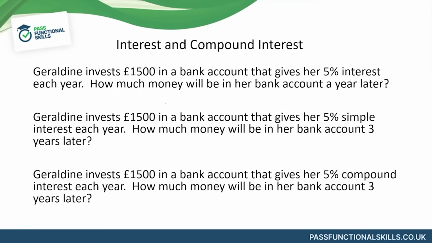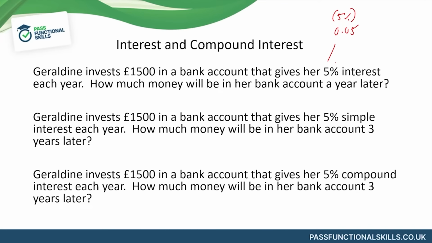Okay, moving on to interest and compound interest. So here we know that Geraldine is investing some money in a bank account and it's giving her 5% interest a year. So what that means is that Geraldine's bank balance is going to increase by 5% per year. Now the multiplier for 5% is 0.05, so that is the multiplier just for 5% when you're trying to work out 5% of an amount.